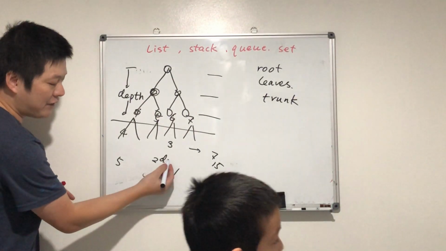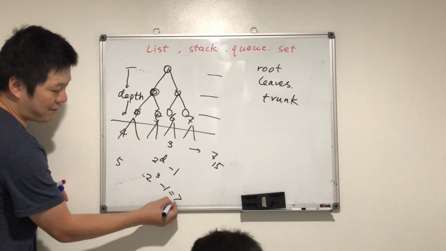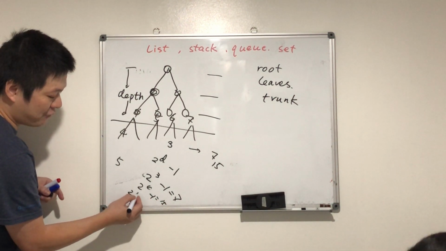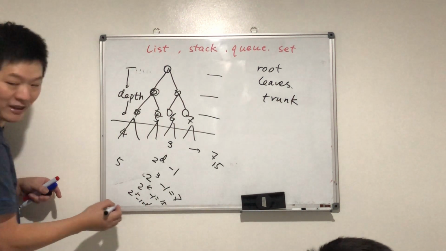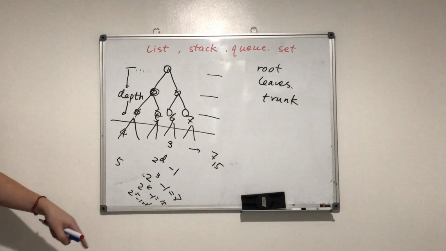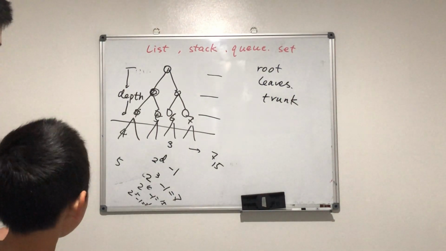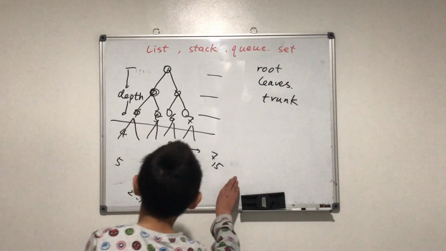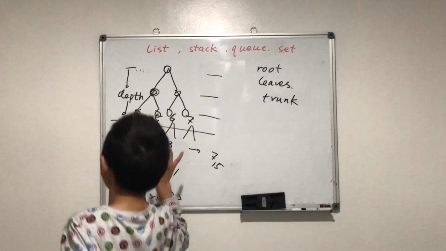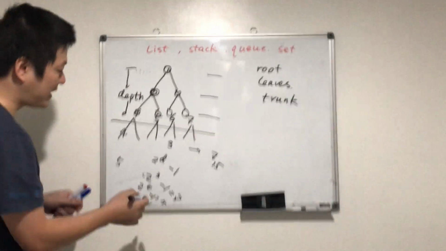Okay. If d is 3, look, 2 to the power of 3 minus 1 is 7. 2 to the power of 4 minus 1 is 15. 2 to the power of 5 minus 1 is 31. Get it? How do you get 31? We know that's 15, so double 8 is 16, and 15 plus 16 is 31. Okay, 31. So this is the equation.